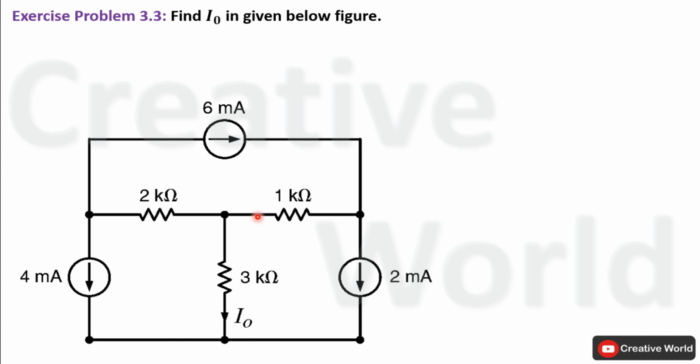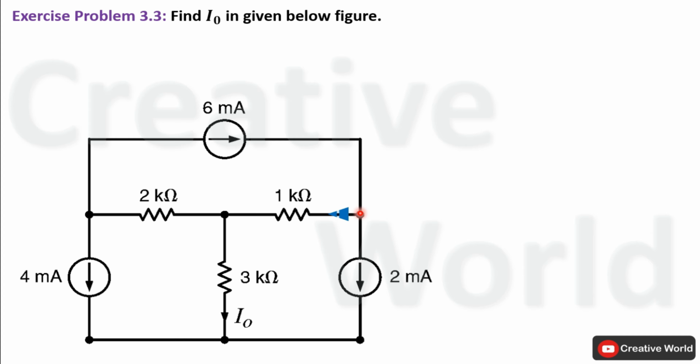In order to solve this network, we will apply Kirchhoff's current law. First of all, we will apply Kirchhoff's current law on this node to calculate the value of current through this branch. On this node, one current is entering, 6 milliampere, and one current is leaving, 2 milliampere. So the remaining current should leave from this branch in order to justify Kirchhoff's current law on this node. Because we know that the sum of all entering currents should be equal to the sum of all leaving currents. Right now 6 milliampere current is entering but only 2 milliampere current is leaving. So the rest of the current should also leave from this node.